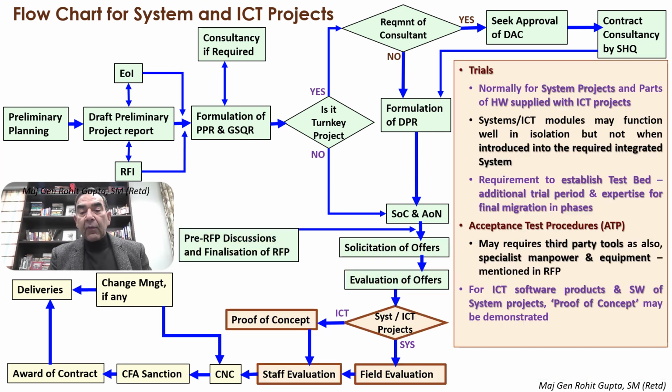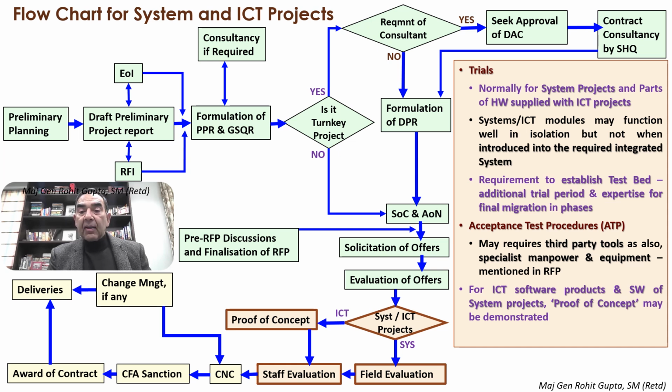On the issue of trials for such projects, wherever hardware is required, a field evaluation is required to be carried out. However, if it is software, a proof of concept is required to be done. So for ICT projects, less the hardware purpose, a proof of concept is done. But for the system projects, less the software, the field evaluation is carried out, followed by the staff evaluation. So trials are normally held for system projects and parts of hardware supplied with the ICT projects.